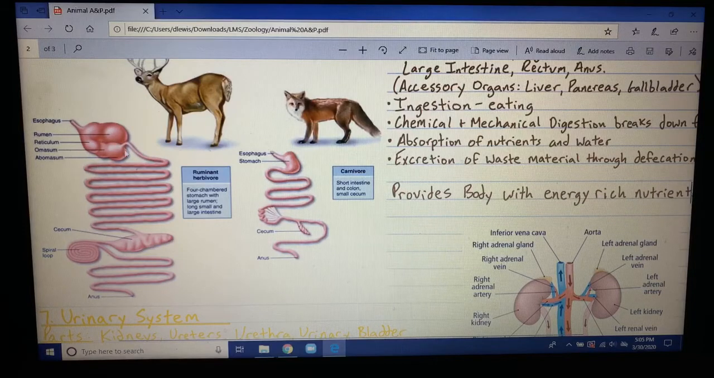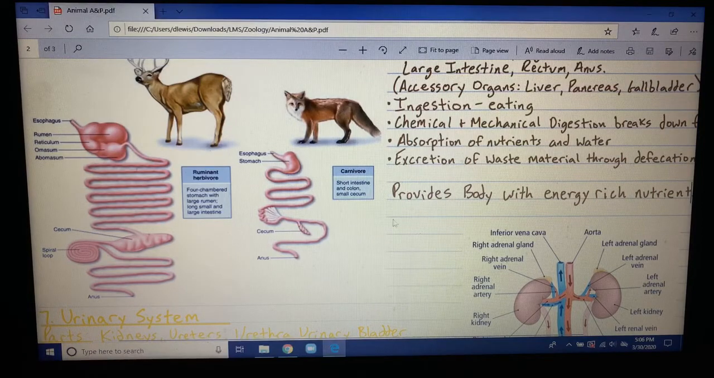Herbivores are going to have much larger stomachs. They're going to have extra chambers to digest the grass and vegetation that they eat, whereas omnivores and carnivores will have more of a stomach that we would see in humans, something that's more familiar to us. And so then from the stomach we move through the small intestine, then into the large intestine, and then out through the rectum and then out the anus.